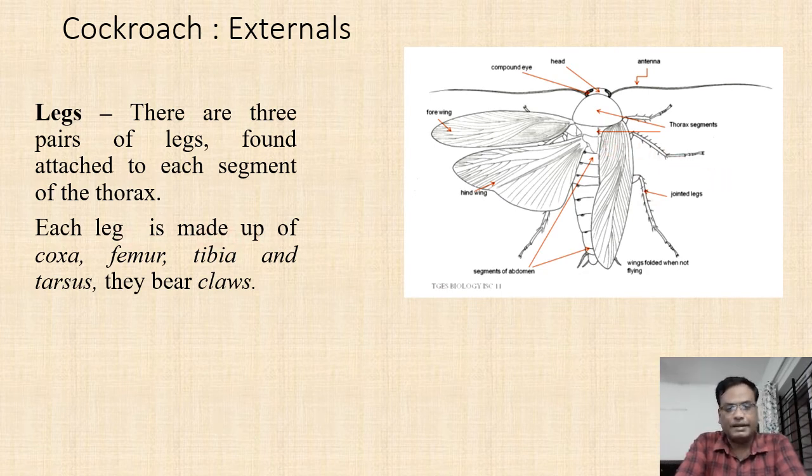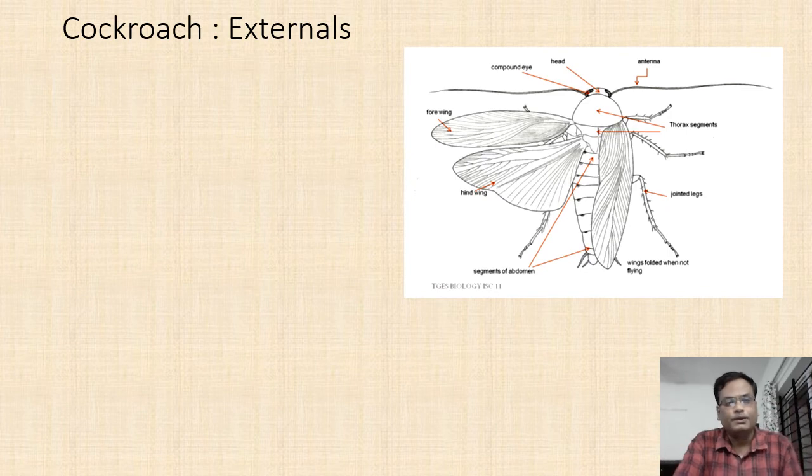And each leg is made up of coxa, femur, tibia, and tarsus part. And at the tip of the leg we normally find claws. Even though cockroach has wings, it rarely flies. It's a very swift runner. I think you have all seen cockroaches running very swiftly into crevices and into the hiding places. So the legs are used for swift running.